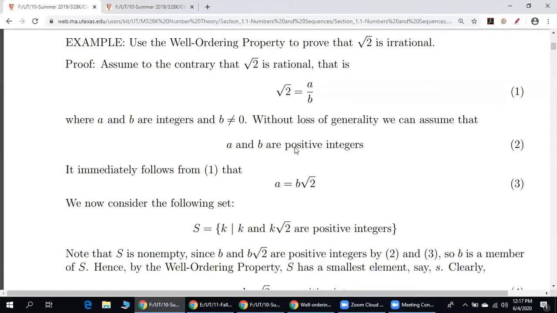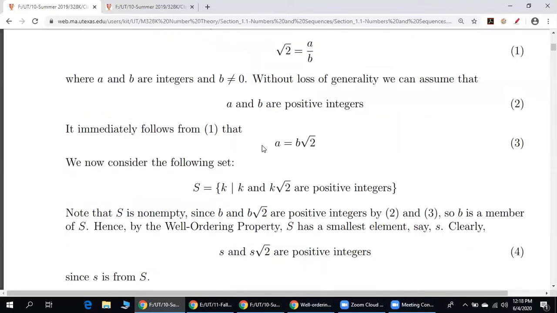Next step. If we multiply both sides here by b, we will get a is equal to b times square root of 2. After that, let us consider the following set. The set S consists of all numbers k such that both k and k times square root of 2 are positive integers. Big question: is the set S non-empty?